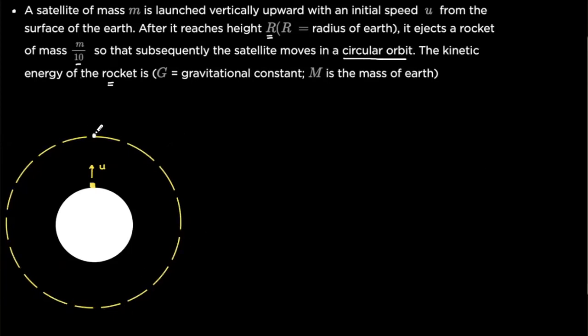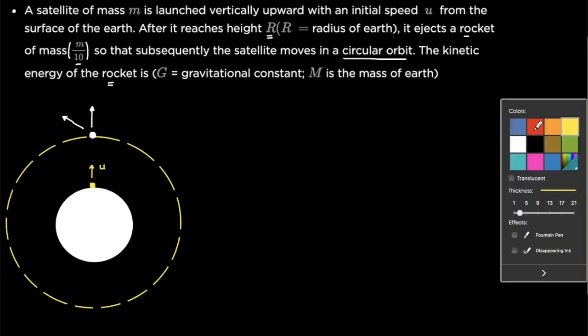After reaching here, this mass M splits into two parts. It ejects a rocket of mass M by 10, so the remaining mass of the satellite becomes 9m by 10. And then the satellite starts moving in a circular orbit. Right now, when it is about to eject the rocket, it was going radially outwards, isn't it? And immediately after, let us say it ejects a rocket like this.